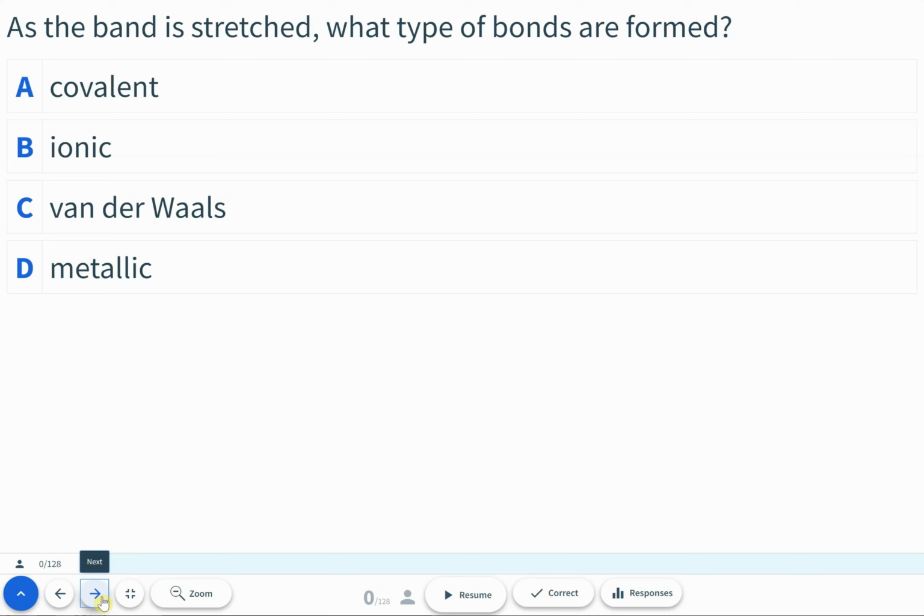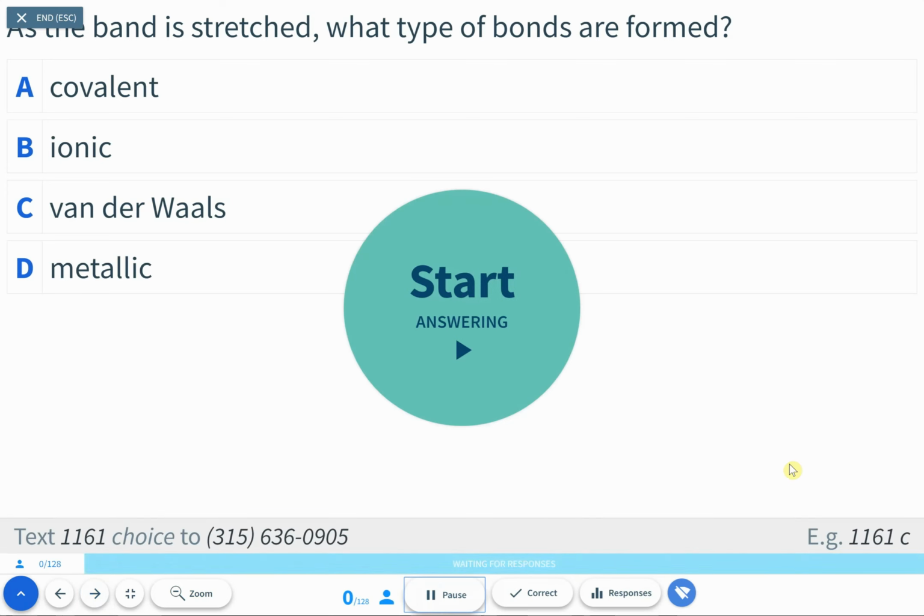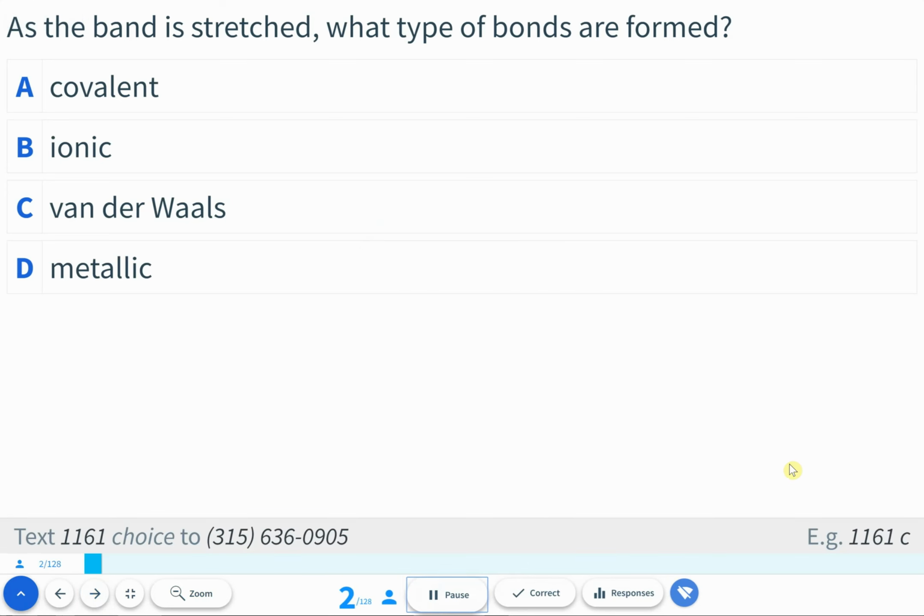So the question is, when you've got this thing stretched out, there are bonds formed, and when we release it, we're breaking those bonds. So what type of bonds are we talking about? Are these covalent, ionic, van der Waals, or metallic? What bonds am I breaking when I go from like this to like that? I just broke a bunch of bonds. What were they?